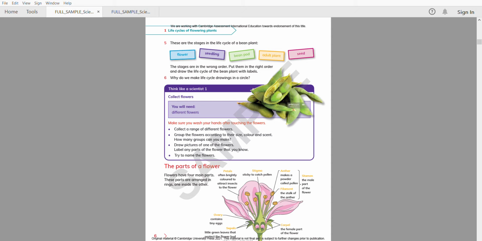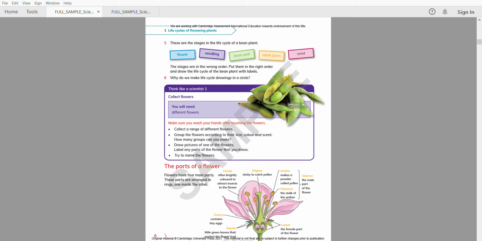We had differentiated tasks where I grouped you into 3, and each group was assigned to conduct an activity which was available in your learner's book. So the first group conducted Think Like a Scientist 1 on page 6. Since this was a differentiated task, each member of the group was assigned to one task.